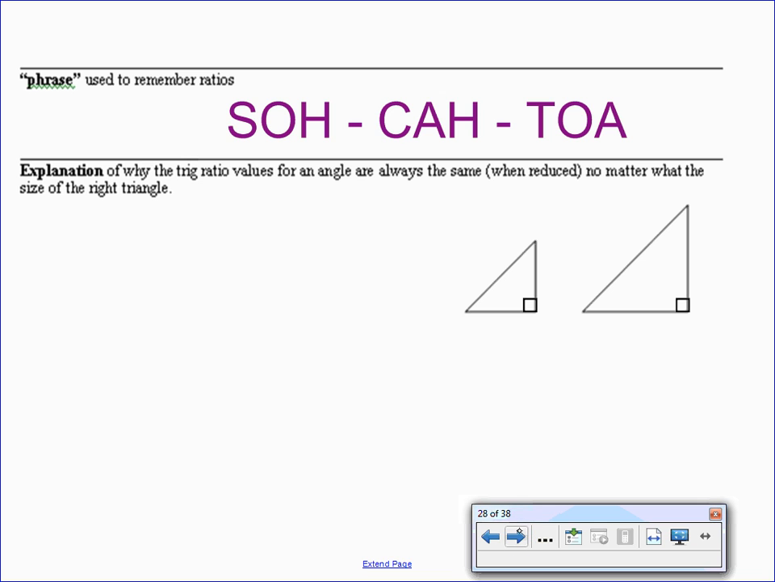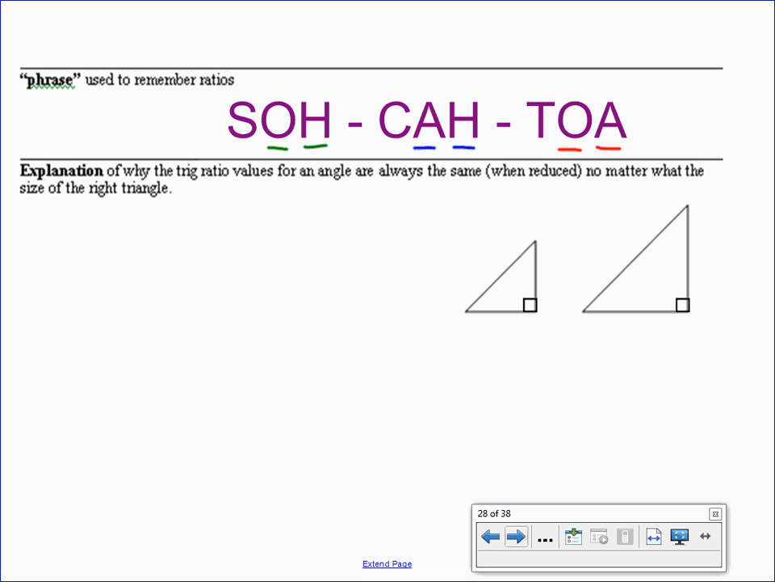So our phrase used to remember could be SOH CAH TOA, so long as we remember that SOH is spelled S-O-H, sine is opposite over hypotenuse. Cosine, CAH, cosine is adjacent side length over hypotenuse side length, that ratio. And TOA, where tangent is opposite over adjacent. We're going to use that in just a minute to find some missing side lengths and missing angle measures in right triangles. First, though, let's think about why the sine, cosine, and tangent values for any acute angle are always the same regardless of the size of the triangle.